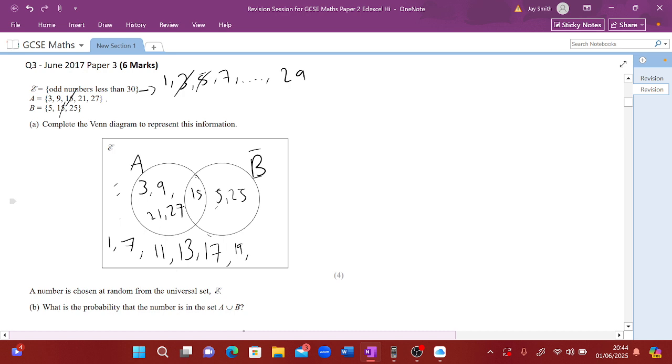23 is in neither, so bring 23 out here. 25 is in B. 27 is in A. And then 29, the final number. Well, it's going to have to be outside as well, isn't it? Okay.